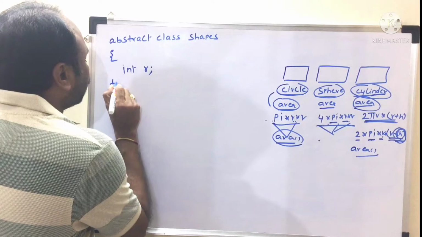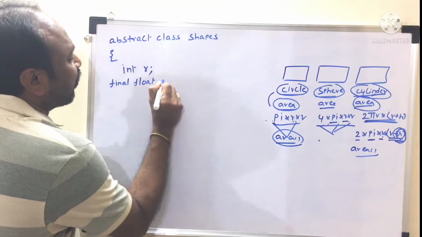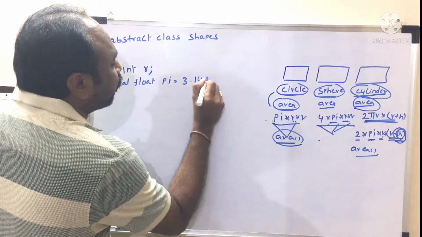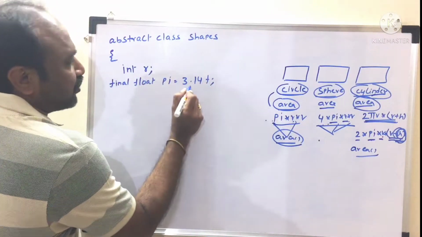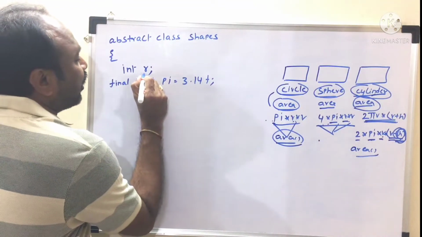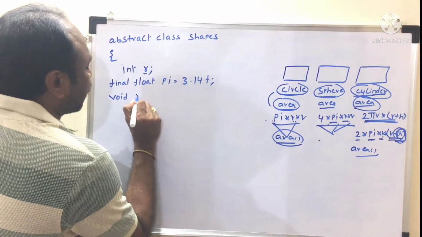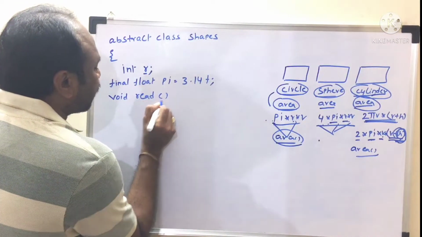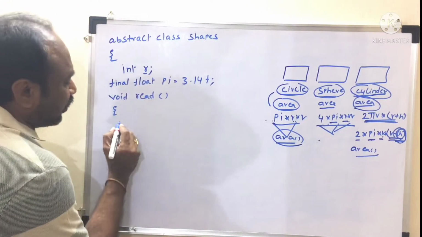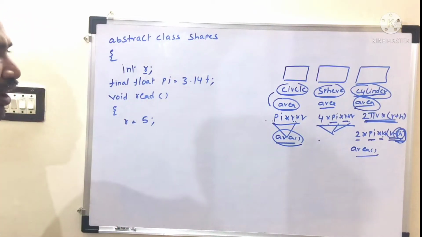Already you know it. To declare a constant in Java, we have to use the final keyword: final float pi equal to 3.14f. This is a variable, this is a constant. Pi value, R value, okay. To read a radius value, we are going to use what method? Read method. Void read. The purpose of this read method is that I want to provide radius value R equal to 5, meaning I am taking radius value 5.